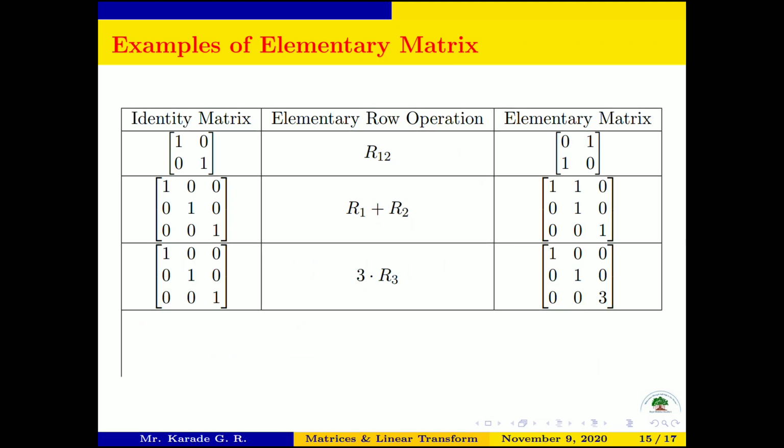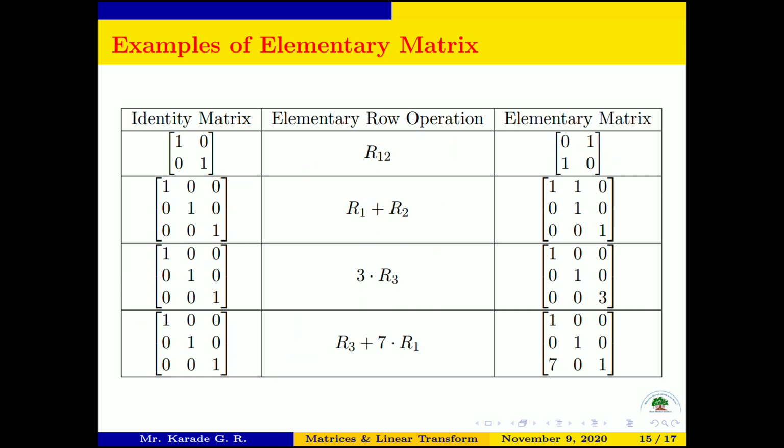Now let us take the next example with the identity matrix 1 0 0, 0 1 0, 0 0 1. We perform a single elementary row operation 3 times R3. So here we have to multiply the third row by the scalar 3. The resultant matrix is an elementary matrix. It is 1 0 0, 0 1 0, 0 0 3.